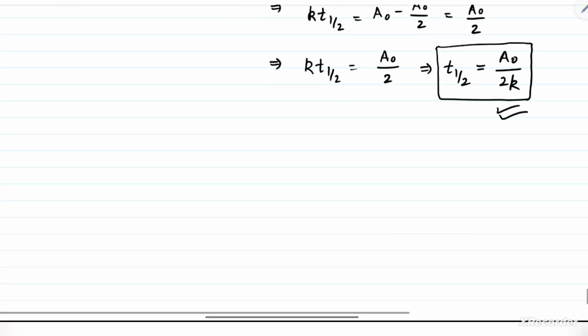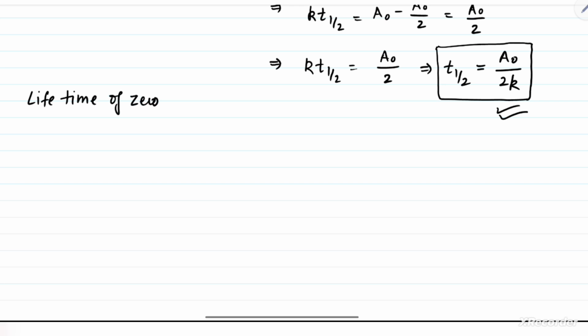One more thing, although it is not required for NCERT or CBSE, you should know the lifetime of a zero order reaction. What is lifetime? Lifetime means when the reaction gets complete. So at t equals t 100%, I can write lifetime. What will be the remaining concentration since the entire reaction is complete? At that moment a will be 0, because the entire reactant is going to be consumed.